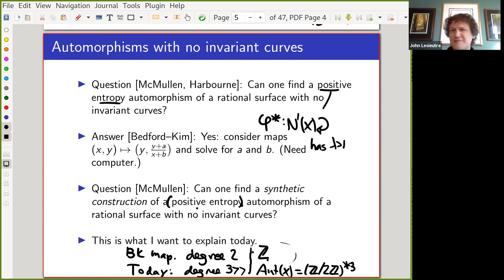I don't think they have a way to see that it works for any number of points, but I don't have that either. So it might be an interesting question going forward. Mine's going to be specifically a 12-point blow up of P2 that we'll look at.